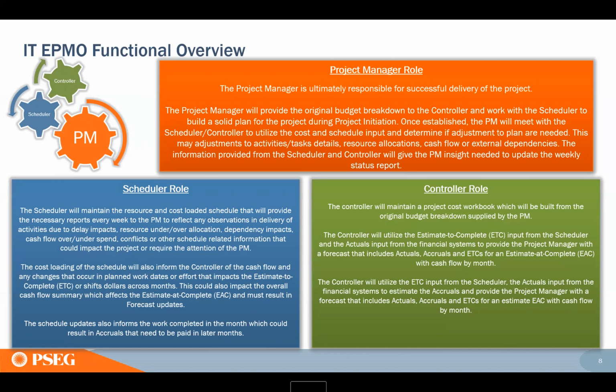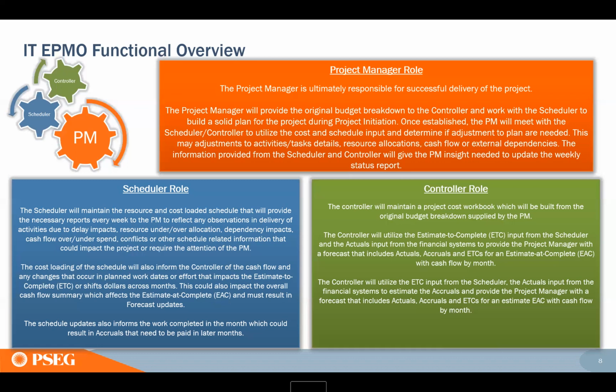The scheduler will work with that PM to better understand that initial milestone plan, and what activities and deliverables need to be built into the schedule. How do we resource load them? So what are the activities? Who's going to do those activities? And then how much does that particular activity cost, to start building costs into your schedule?